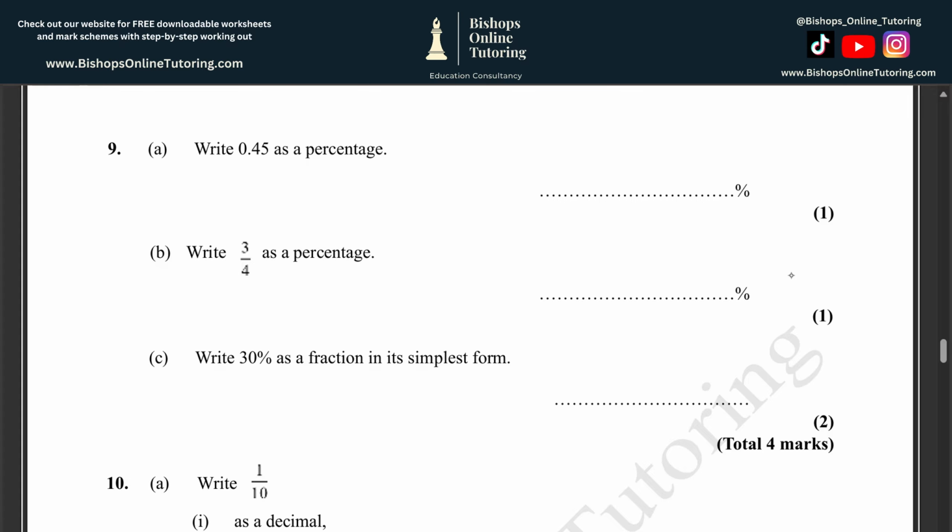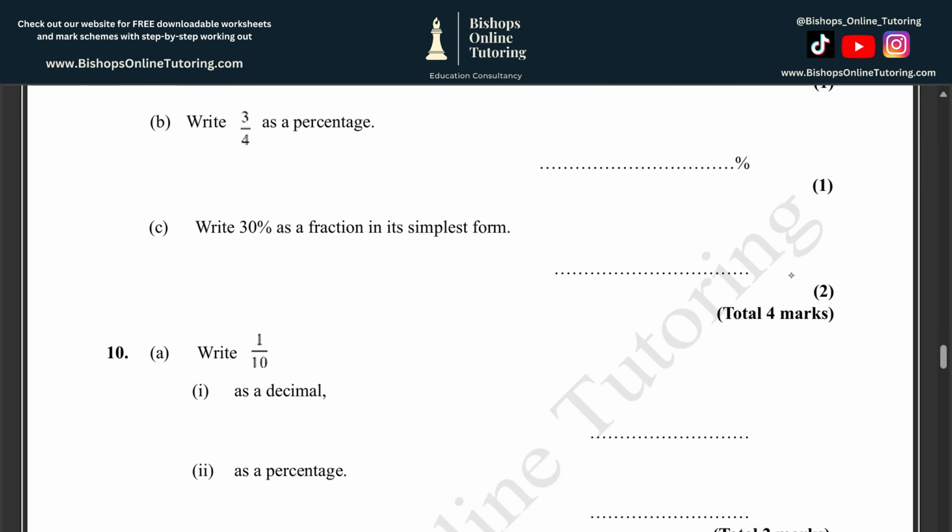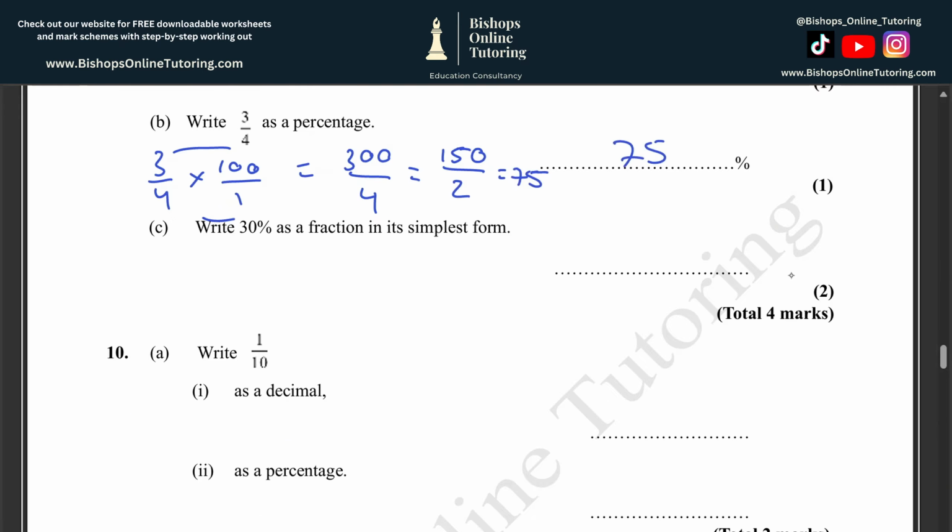Write 0.45 as a percentage. That's just going to be 45%. Write 3 over 4 as a percentage. So let's just multiply it by 100 over 1. Multiply the top two together, that gives us 300. Multiply the bottom two together, that gives us 4. Now both numbers are even, so we can divide them by 2. So 300 divided by 2 is 150. 4 divided by 2 is 2. 150 divided by 2 is 75. So our answer is 75%.